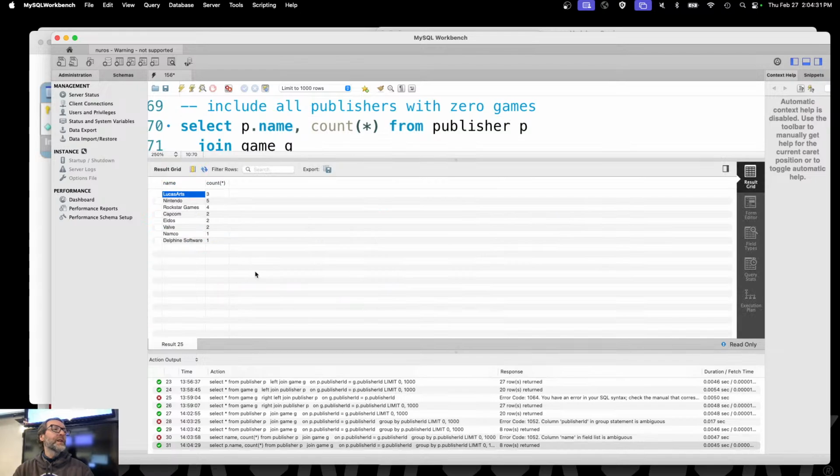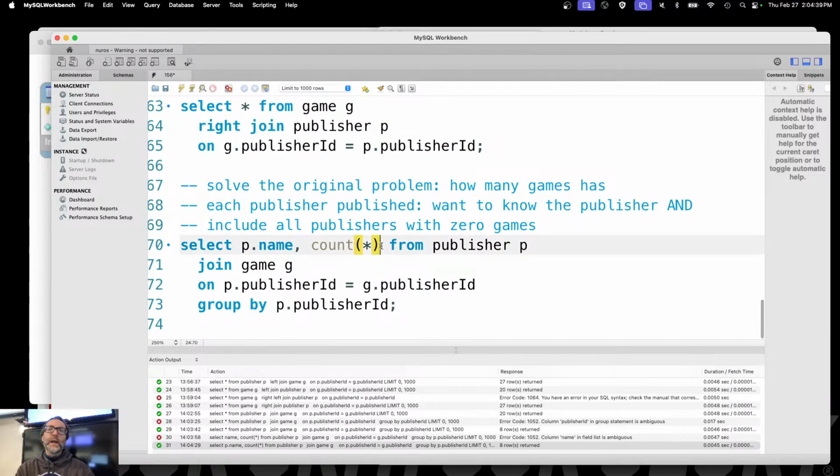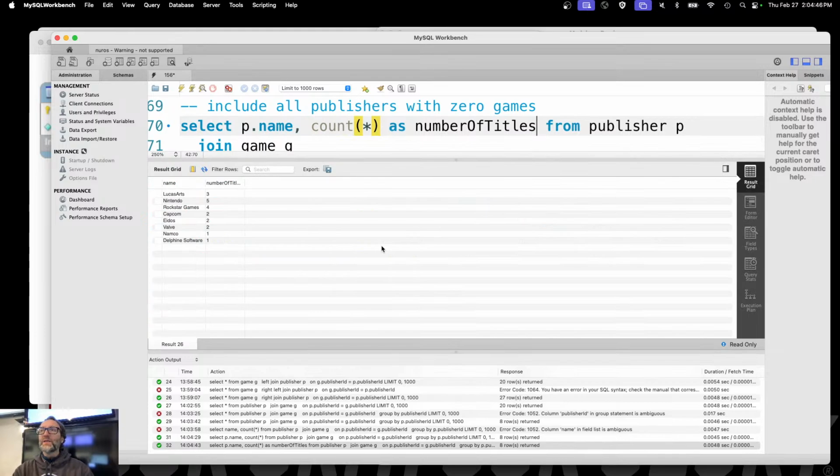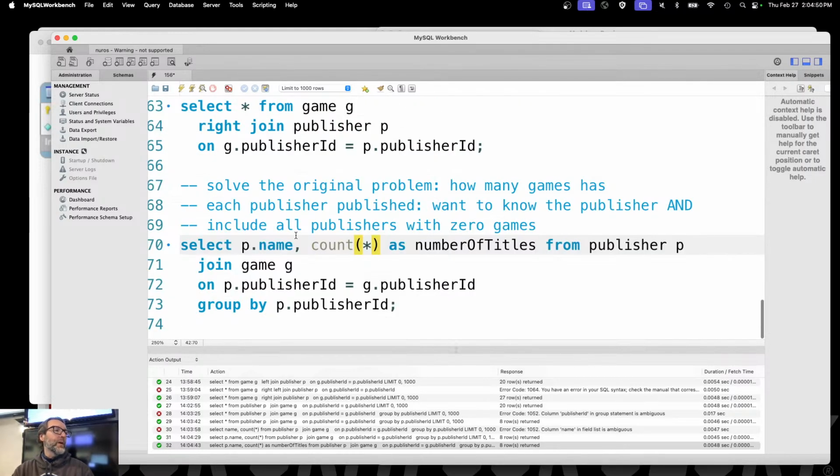There, LucasArts has published 3. Nintendo has published 5. Delphine Software has published 1. Let's do the same trick as we did before, as number of titles. That's much better because it's not just this mysterious count star. I still have not solved the last problem though. I want to include all the publishers with 0 games.